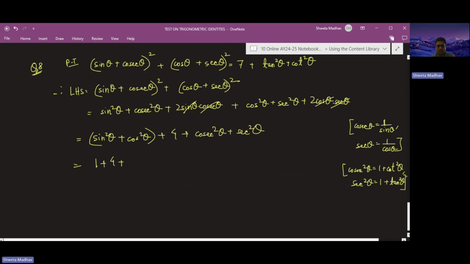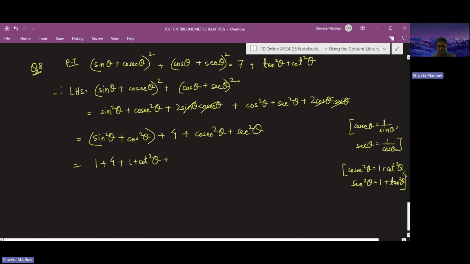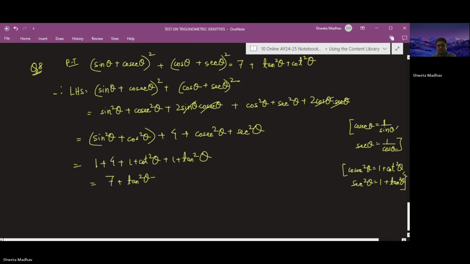Now these two formulas: cosec square theta is 1 plus cot square theta, and secant square theta is 1 plus tan square theta. So cosec square theta is 1 plus cot square theta, plus secant square theta is 1 plus tan square theta. So this will be equal to 1 plus 1 plus 1, that is 3, 3 plus 4, that is 7. So 7 plus tan square theta plus cot square theta, which is equal to the right hand side. So hence proof.